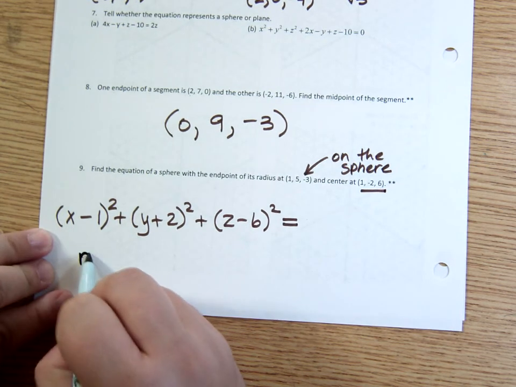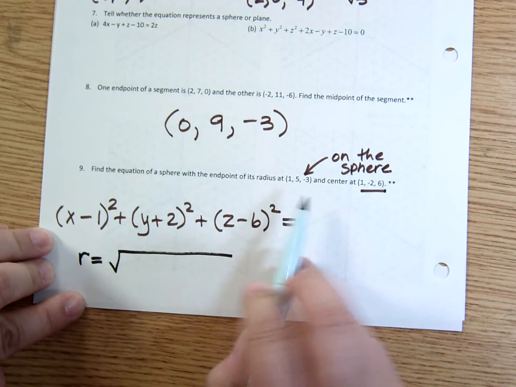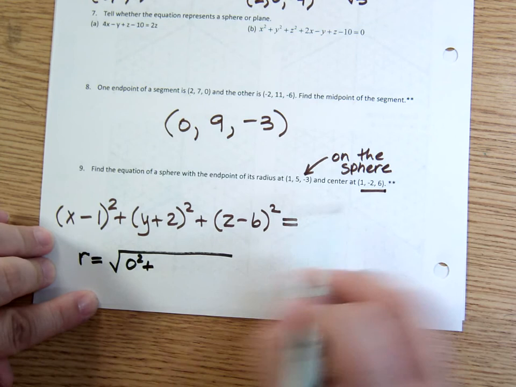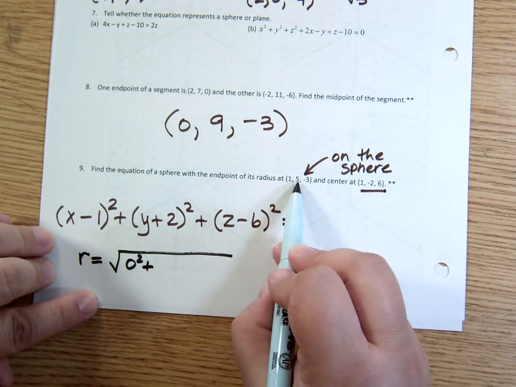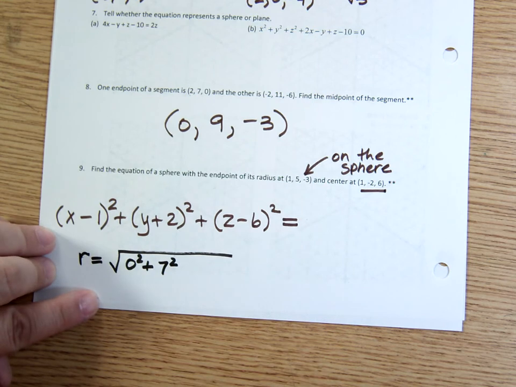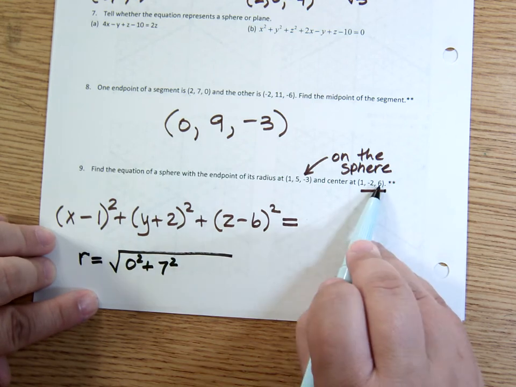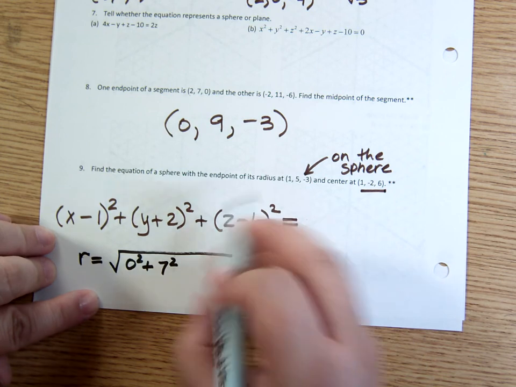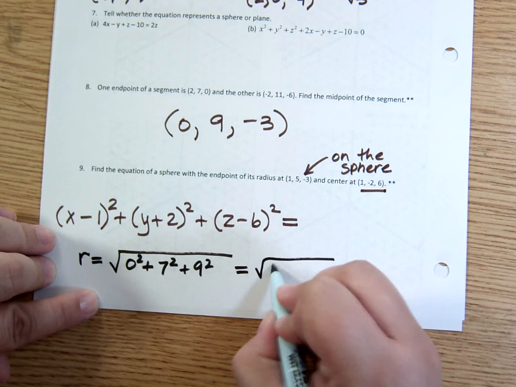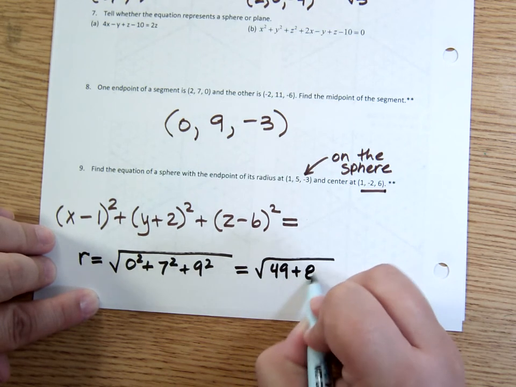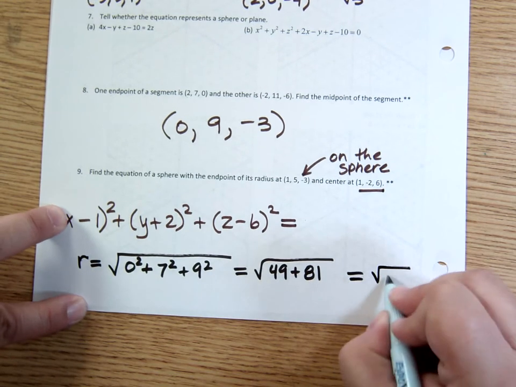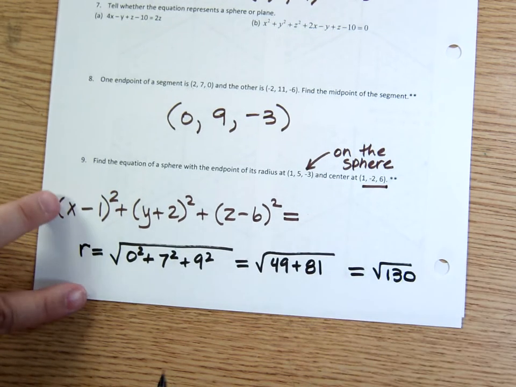So r is, and I'm using distance formula here, 1 minus 1 is 0 squared, plus negative 2 minus 5 is negative 7, and I'm going to square it, so I really don't care if it's a negative 7 or a positive 7. 6 minus a negative 3 is a positive 9 squared. This gives me 49 plus 81. If I add 49 and 81, I believe I get square root of 130. So my radius is the square root of 130.